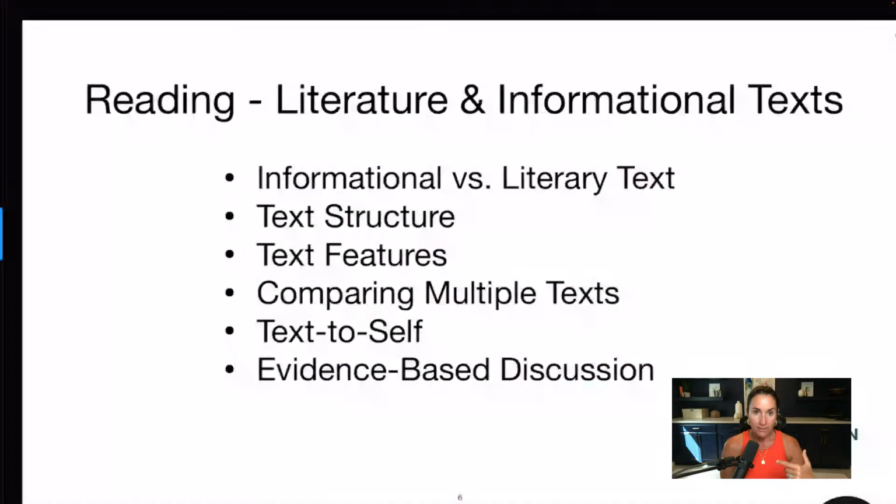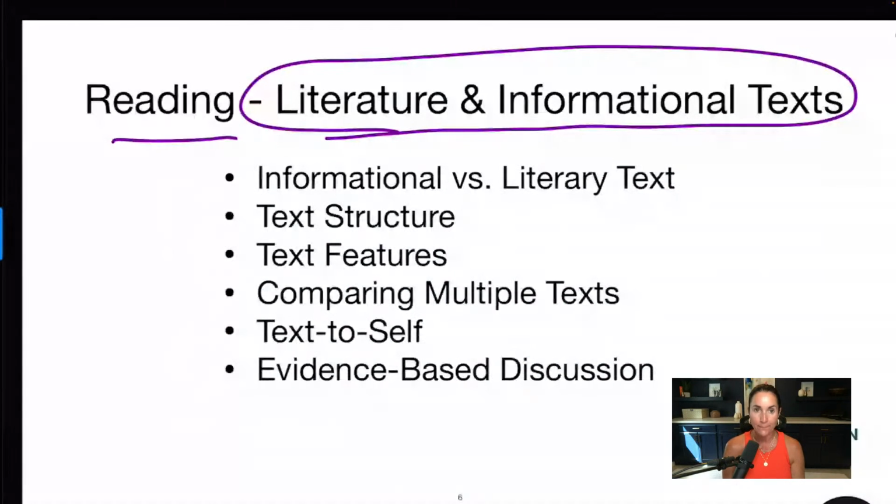All right, so then we get into reading of literature and informational text. This is also called a balanced literacy program where we use literature and informational text. So stories and like newspaper articles. Very important that we're using both. And you can see I have that. Informational versus literary text. We're going to focus on text structure. Is it cause and effect? Is it chronological? Is it argumentative? Is it expository? Is it a narrative?